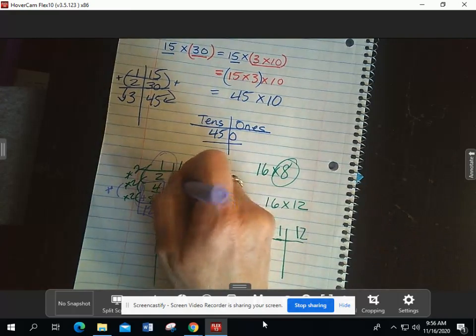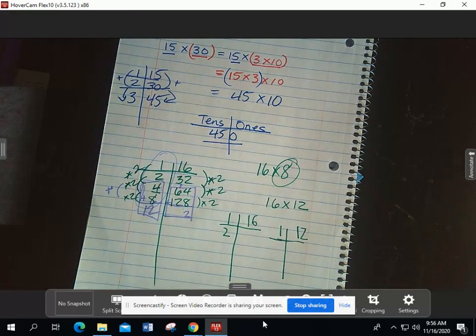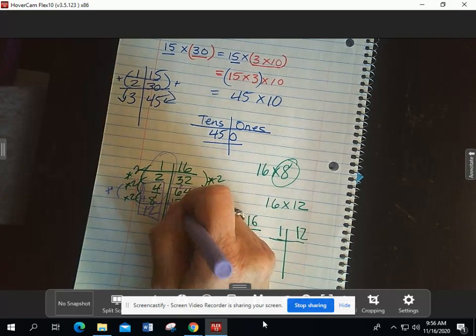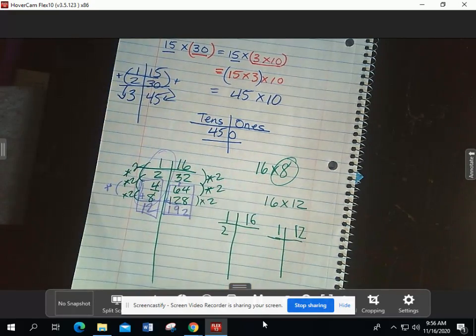I'm going to carry my 10. So now we have 2 10s, 6 10s, and 1 10. 90. Okay, so we have 90, or 9 10s, 90. And we have a 100 we need to bring down. So what is our answer now?